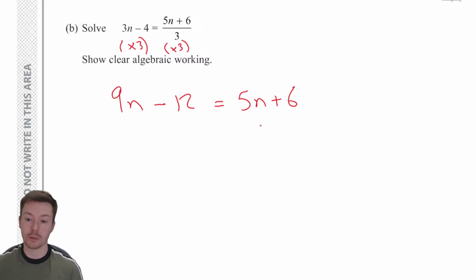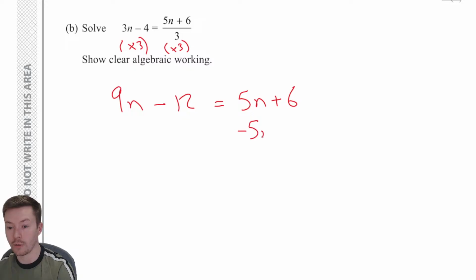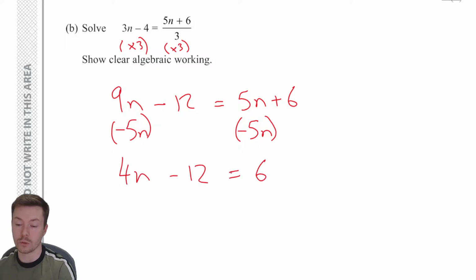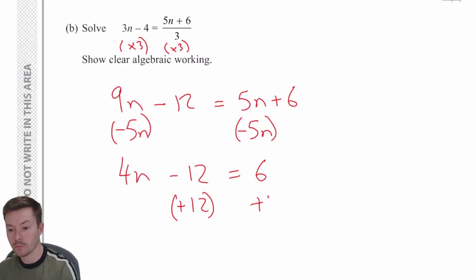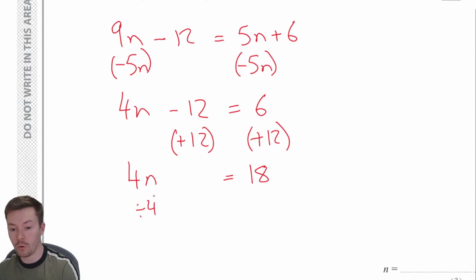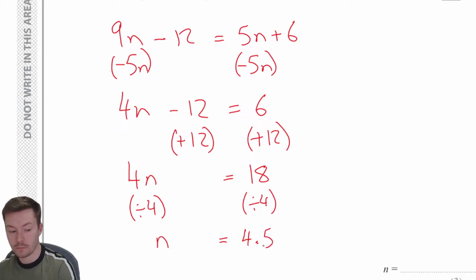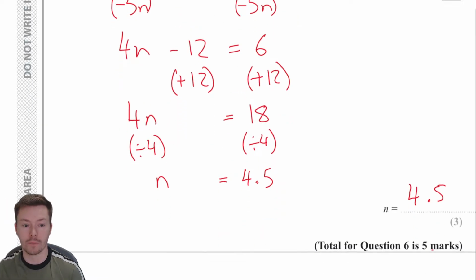Then you want to cancel out the smallest amount of your letter, which is the 5n. So take 5n from both sides. That's going to give 4n minus 12 is equal to 6. We are going to add 12 then to both sides. 4n is equal to 18. Divide both sides by 4, and we are going to get 9 over 2, which is 4.5. Put that on the answer line. That's 3 marks as well there.